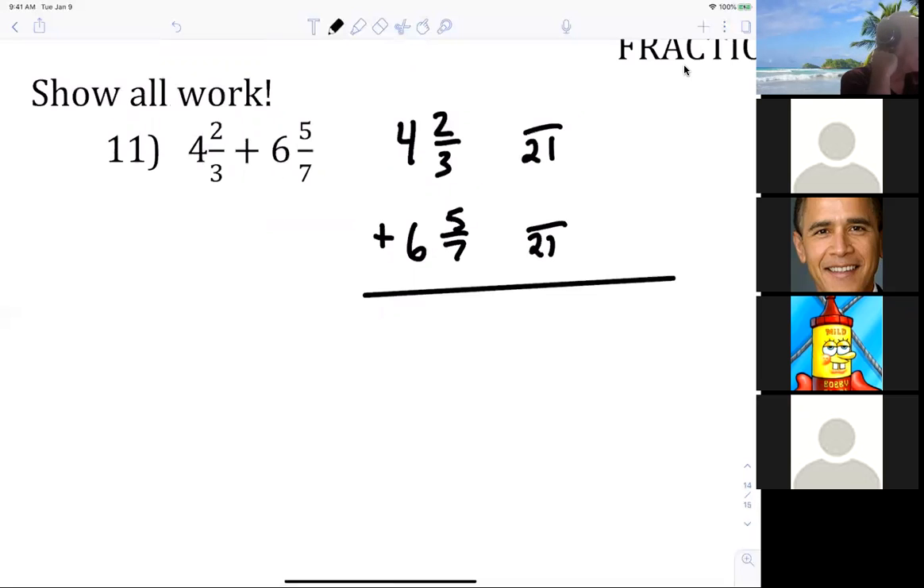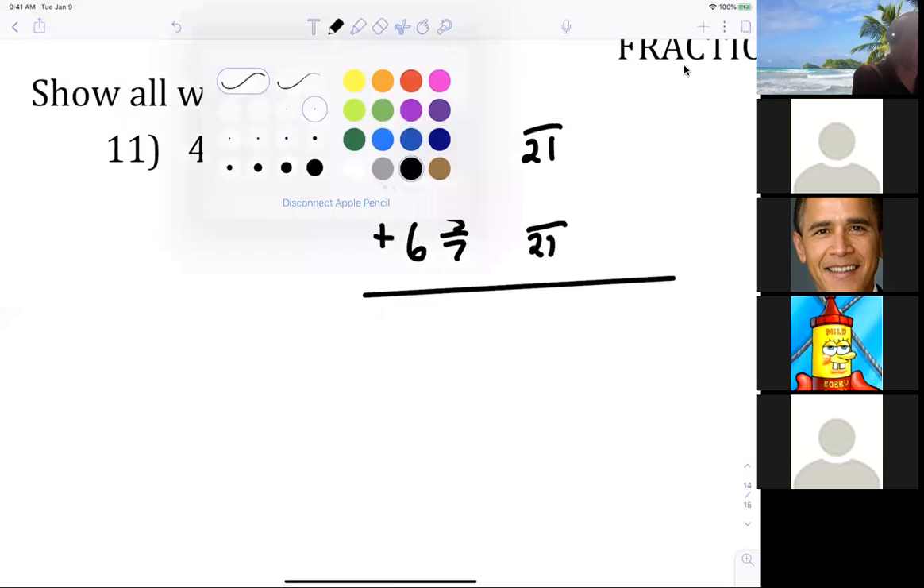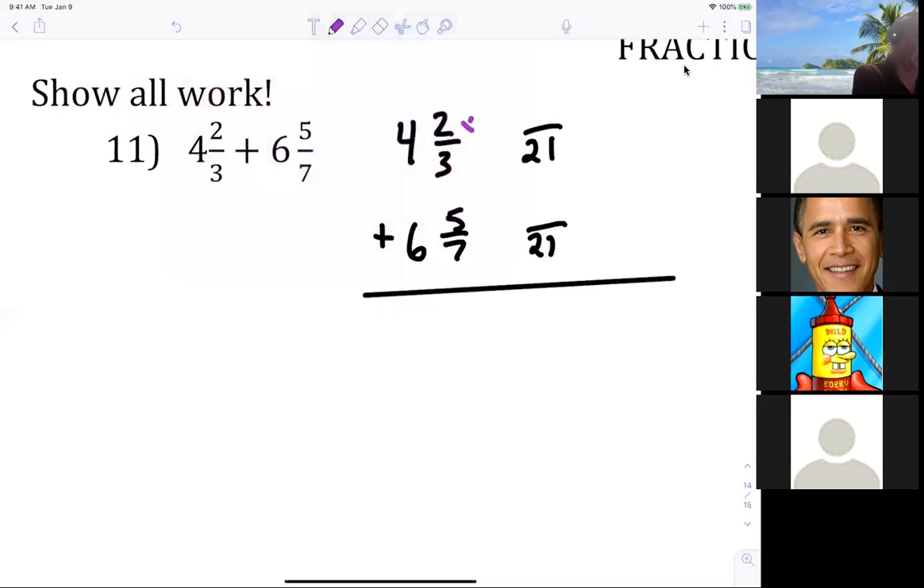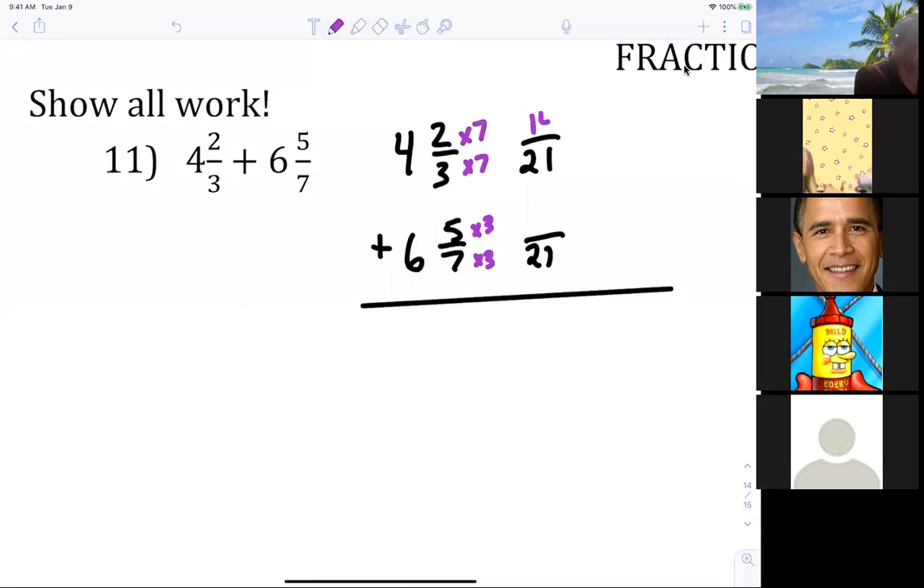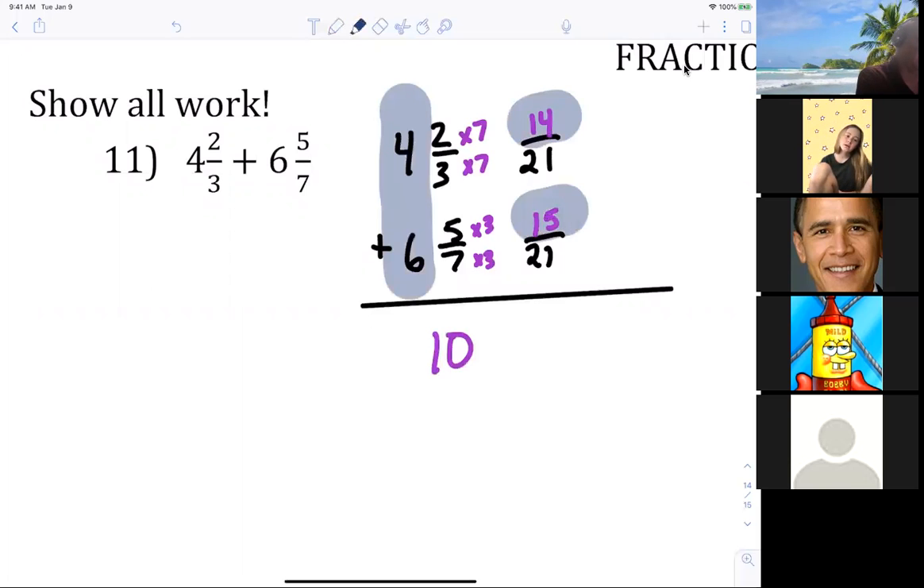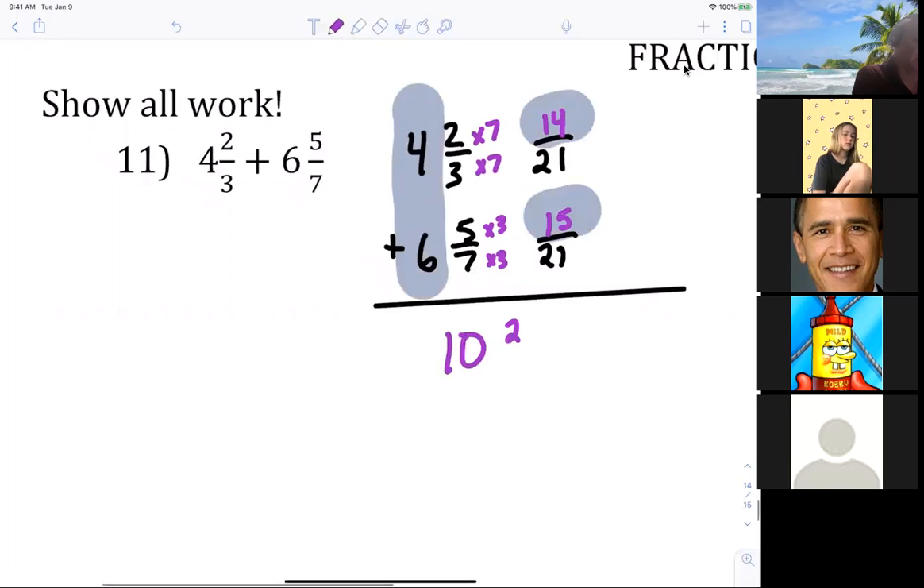Now listen, I know some of you guys don't like to speak up, but I cannot help you if you don't speak up. Is everybody comfortable with the common denominator being 21? Now I have to multiply this by 7. Now multiply this by 3. So I now have 14 over 21 and 15 over 21. Now when I add these together, that's 10. And now I add 14 and 15. That's 29 over 21.